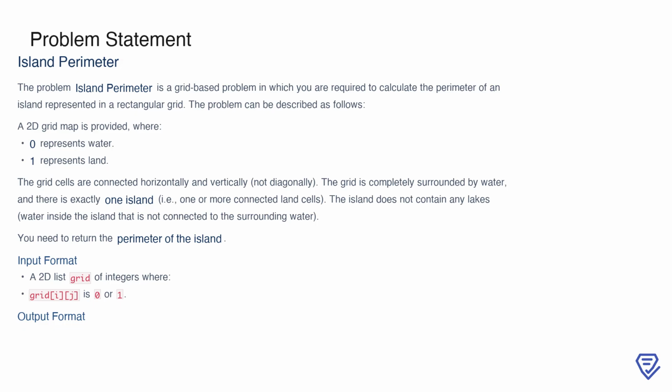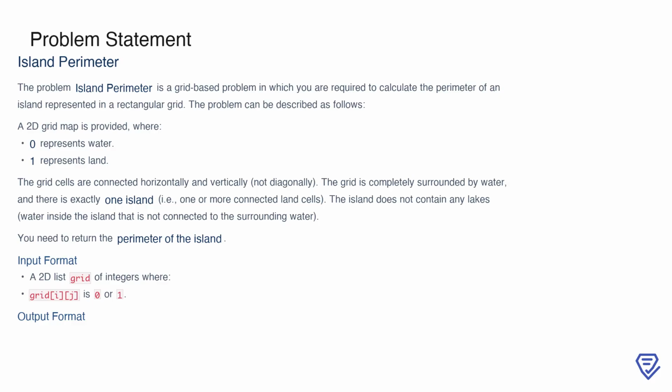Let's get started. The island perimeter problem is about calculating the perimeter of an island within a rectangular grid. In this grid, each cell is represented by either a 0 or a 1, where 0 stands for water, and 1 represents land. The land cells are connected either horizontally or vertically, but not diagonally. It's important to note that the grid is entirely surrounded by water, and there is exactly one island composed of one or more connected land cells.